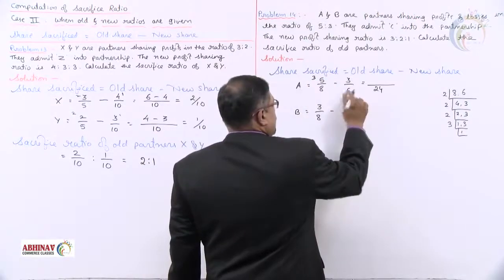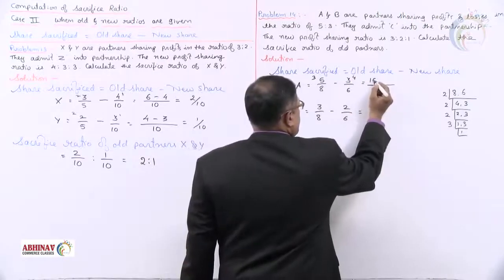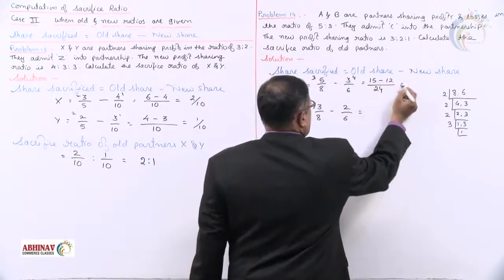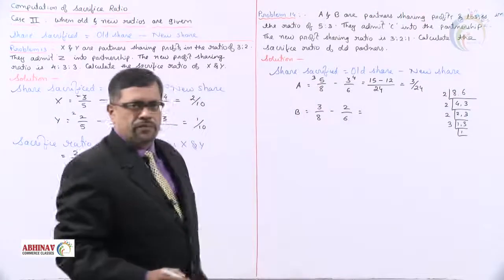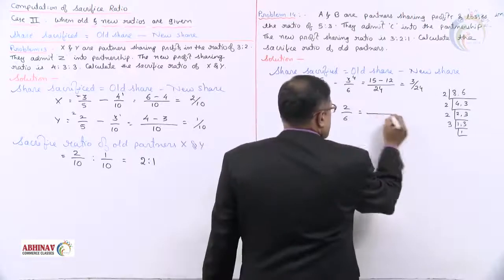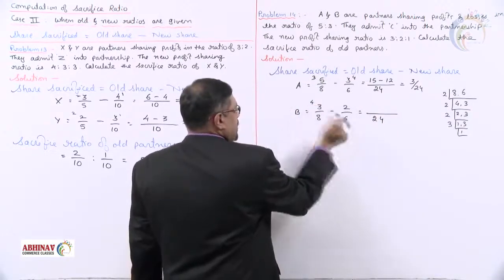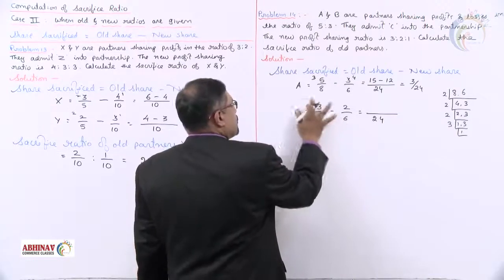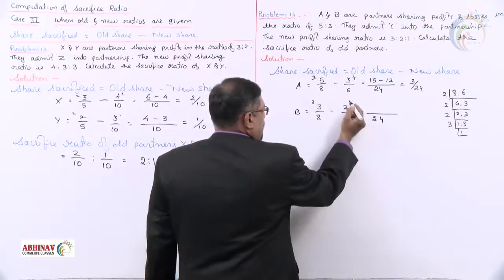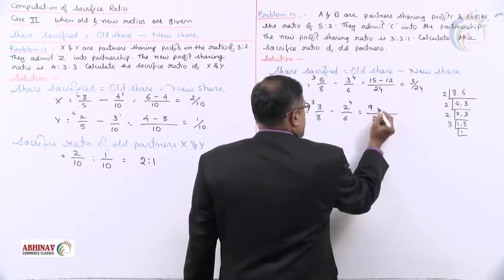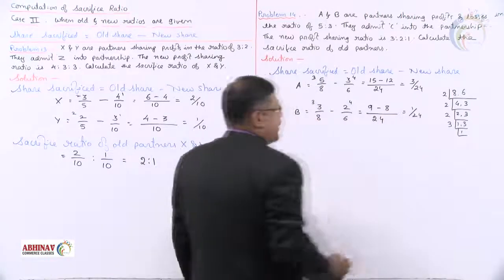24 divided by 8, 3. 24 divided by 6, multiply this by 4. So 3 into 5, 15 minus 12. Share sacrificed by the first old partner, 3 upon 24. Similarly, 8 and 6, LCM is 24. 24 divided by 8 is 3. 24 divided by 6 is 4. So that is 9 minus 8. What we get is 1 upon 24.